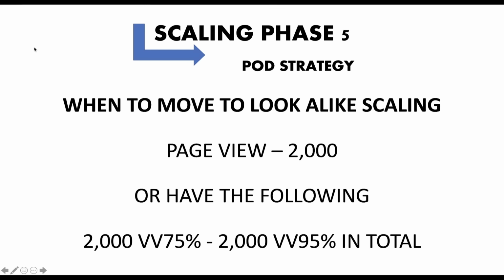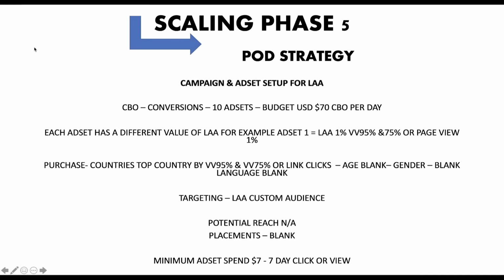Now let's talk about scaling to phase 5. When to move to lookalike scaling: if you have page views of 2,000, or if you have at least 2,000 video views at 75 or 95, then you can move to phase 5. Now let's talk about the campaign setup for phase 5. So you're going to create a CBO conversion campaign, 10 ad sets. The budget's going to be $70 per day, and each ad set has a different value of an LLA.